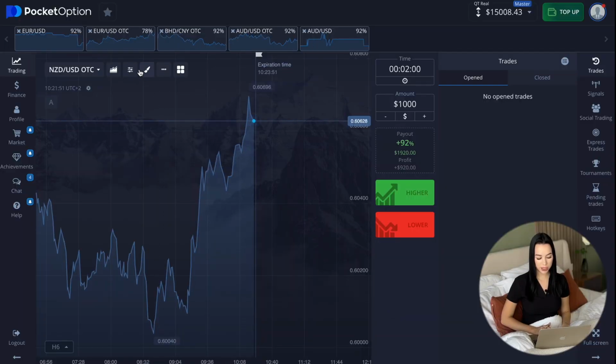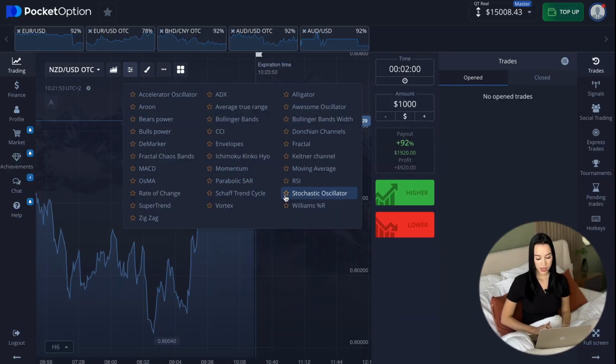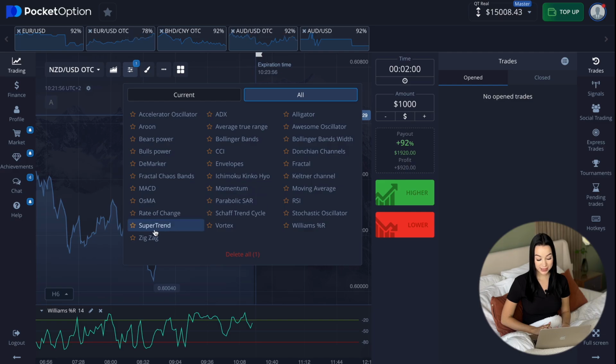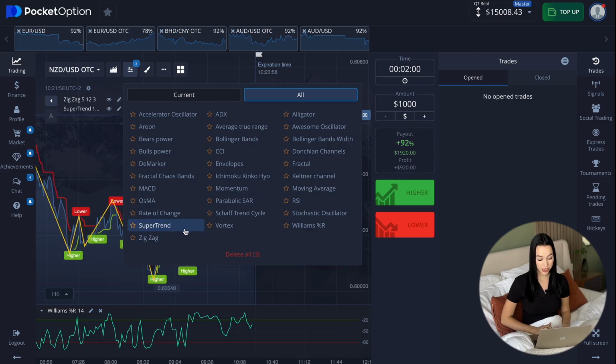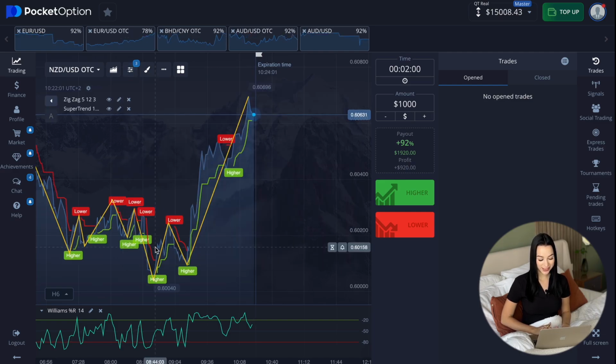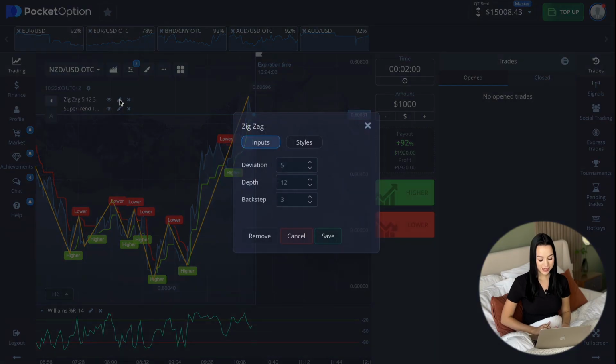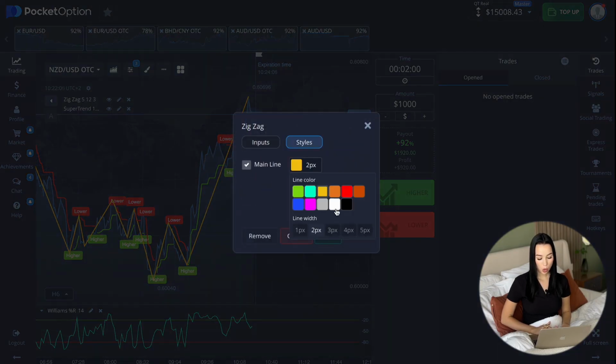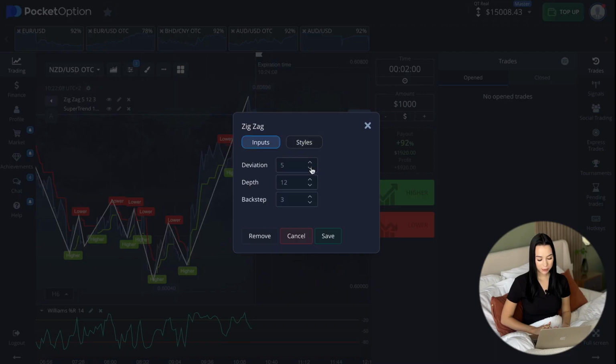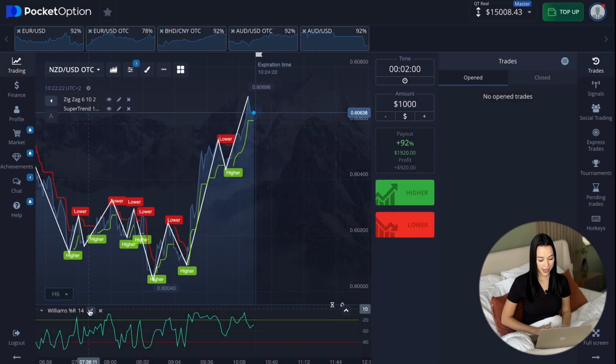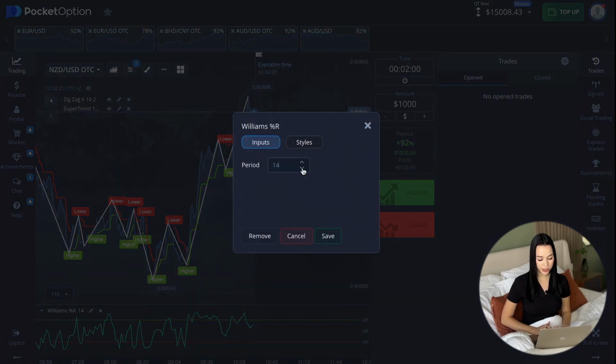So guys, first of all, we need to choose our indicators. The first one is Williams, then Zig Zag, and then Super Trend. Wow, looks really great. A lot of indicators. So for the Zig Zag, we change our style to white color, and let's change the inputs. Deviation is 6 here, depth is 10, and backstep is 2.